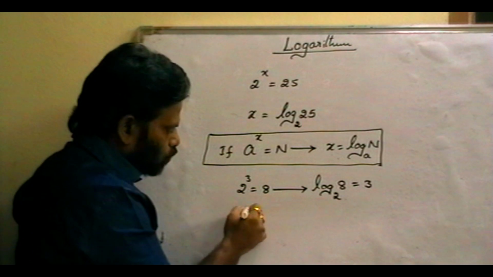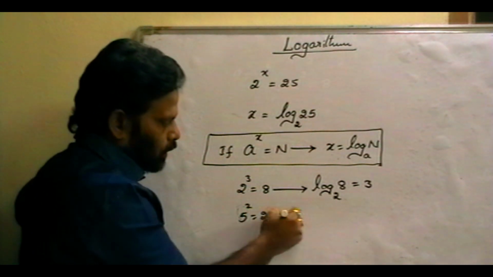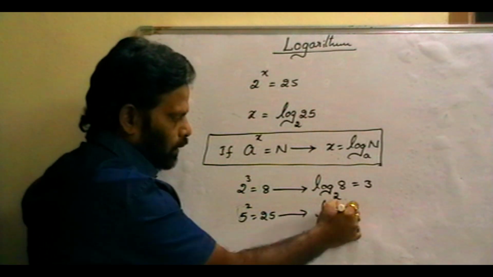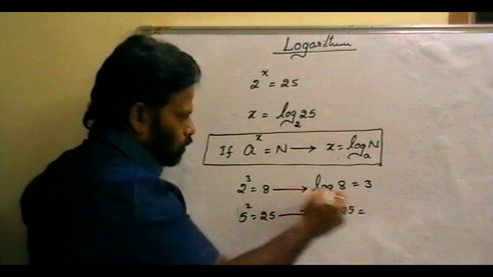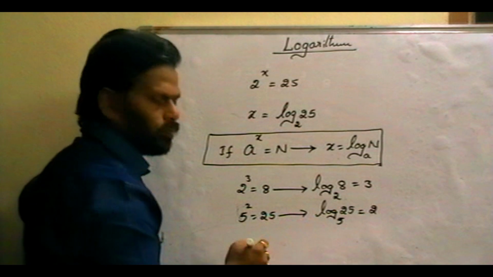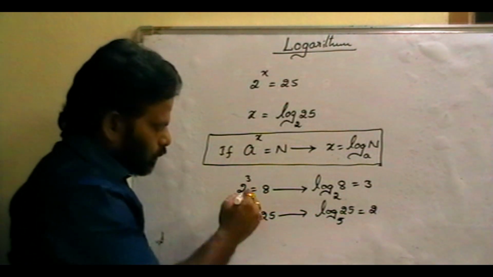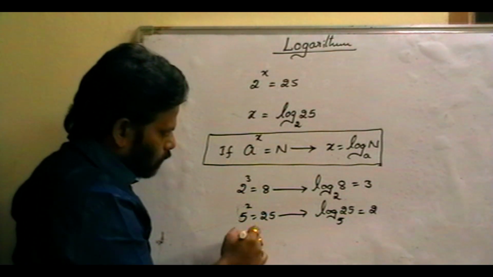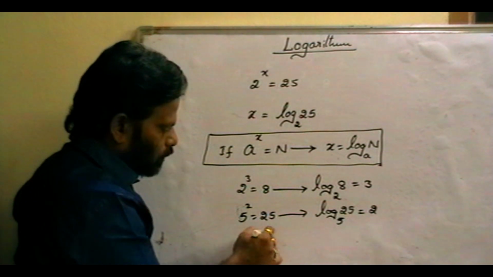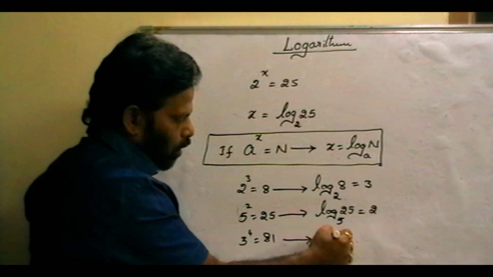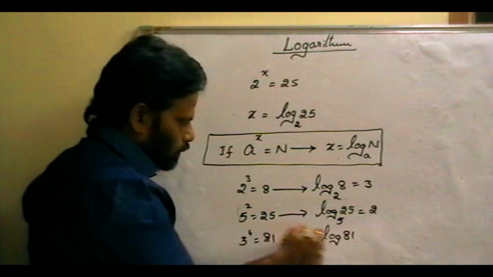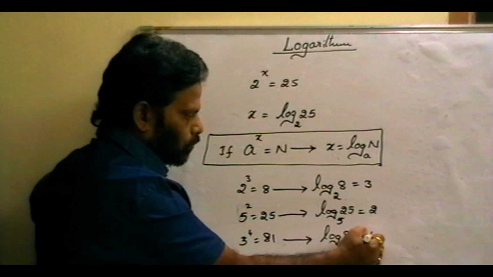Suppose 5 square is equal to 25. That means log 25 to the base 5 is equal to 2. Right? Suppose 3 power 4 is equal to 81. 3 to the power of 4 is equal to 81. Now log 81 to the base 3 is equal to 4.